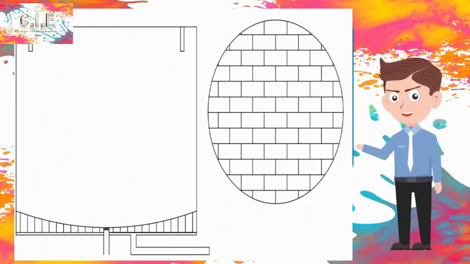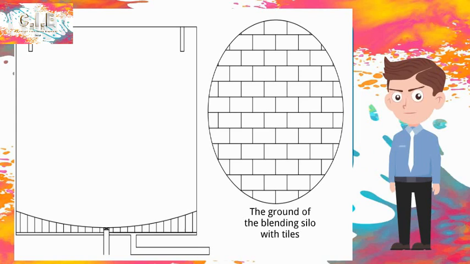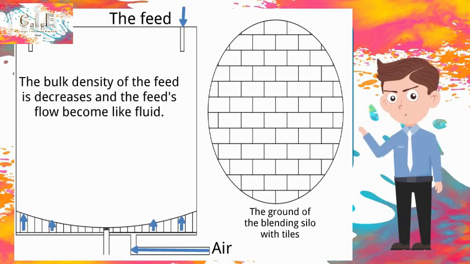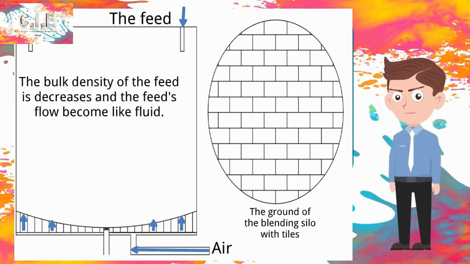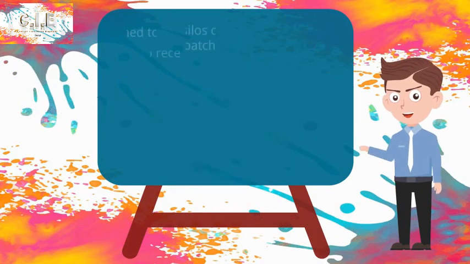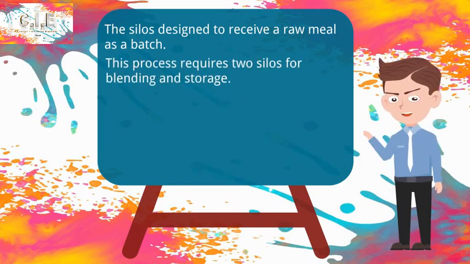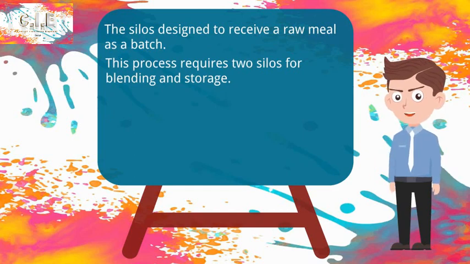The silos are designed with tiles over the ground. The process starts with passing air at low pressure through the raw meal, reducing its bulk density and making it flow like a fluid if the ground is on a slope. In the batch process, the silos of this kind are designed to receive raw meal as a batch in a few hours. So we need two silos, the first for blending and the second for storage.